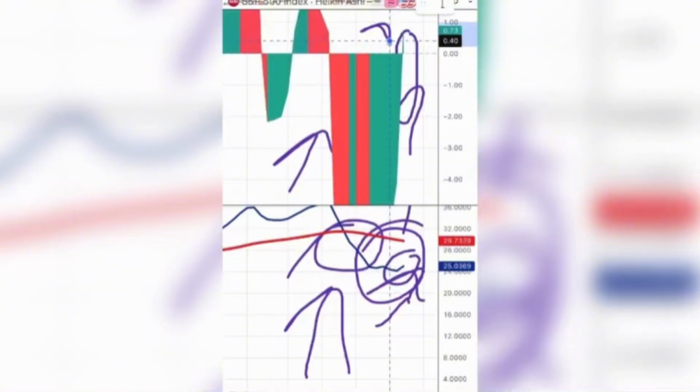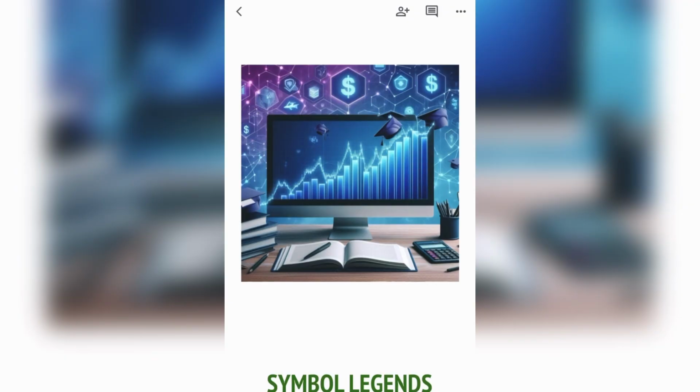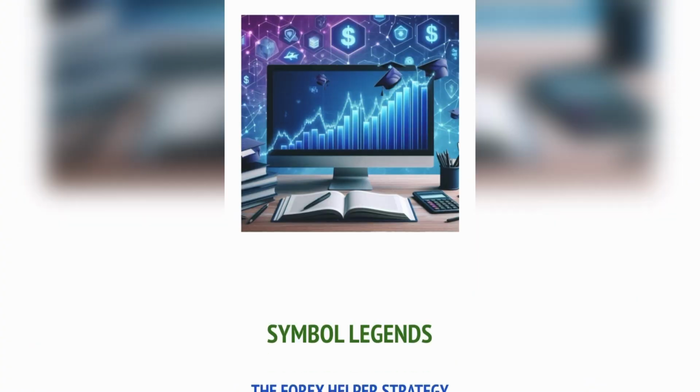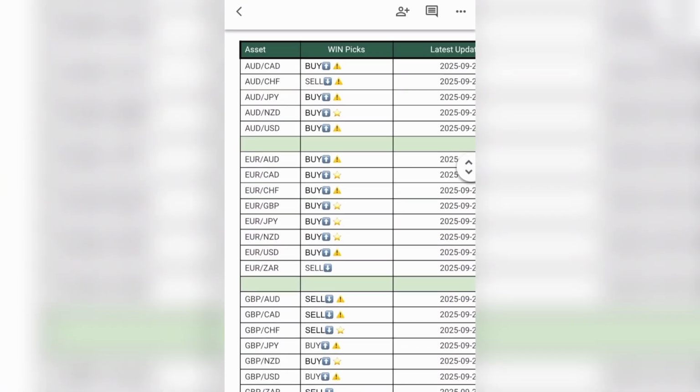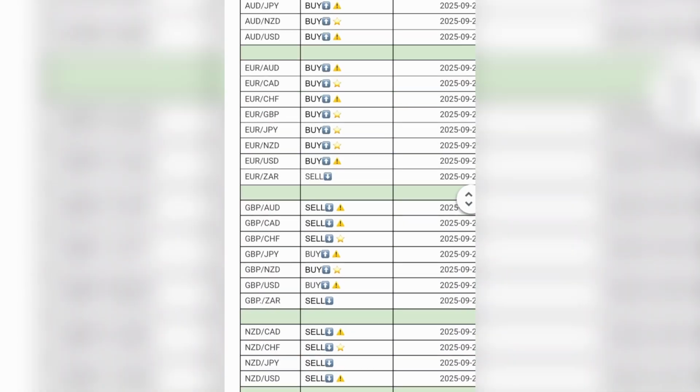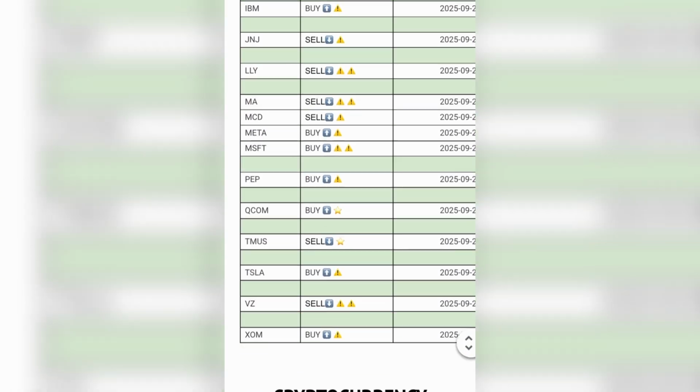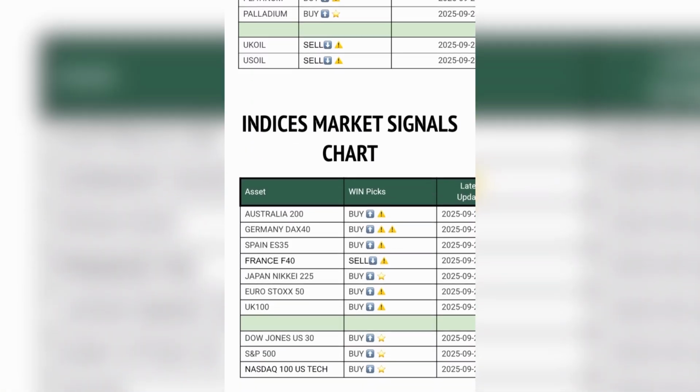And another thing here, the Forex Helper Strategy and the signals that we do, all of them are found here on this document known as the Financial Market Report. Okay, Financial Market Report. And we have all the signals that are listed here: stock, Forex, cryptocurrency, commodities, and indices.